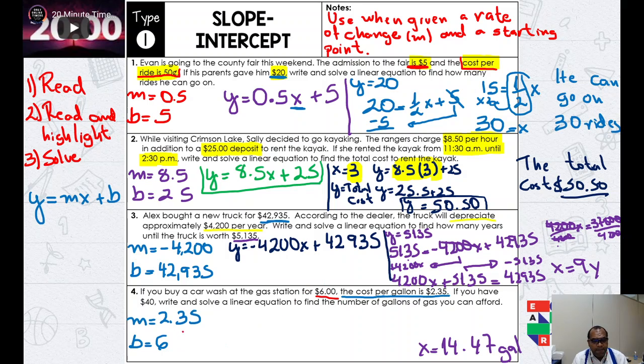Great. Here's my B. And let's write the equation over here, guys. I think you remember y equals mx plus b. I don't know what my y is. y equals my m, 2.35, x plus 6. Here's my equation. And let's solve it right now. If you have 40, it means my y equals 40, because I have the final amount of the money. It is 40.